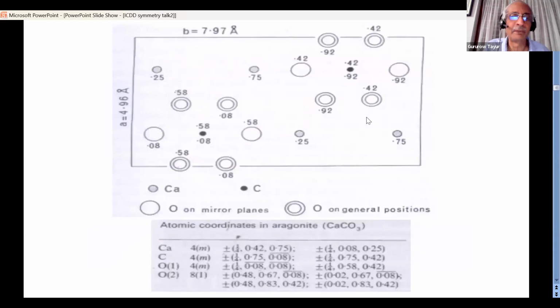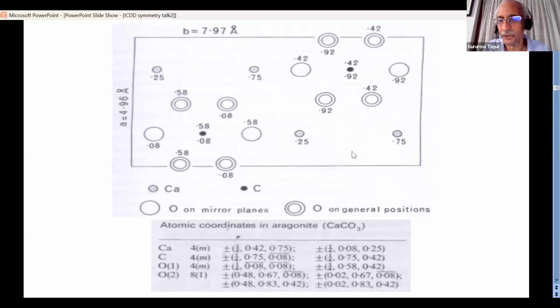It so happens that when we solve the structure, we find that one of the oxygens is associated with the mirror and the other oxygen sits in a general position. And this is the projection diagram, which gives the structure of calcium carbonate in 2 dimensions. So it also tells where the calcium atoms are sitting, where the carbon atoms are sitting, and where we get the coordination of calcium around it with respect to the oxygen atoms. So this is the projection diagram of the calcium carbonate structure in the realistic situation.